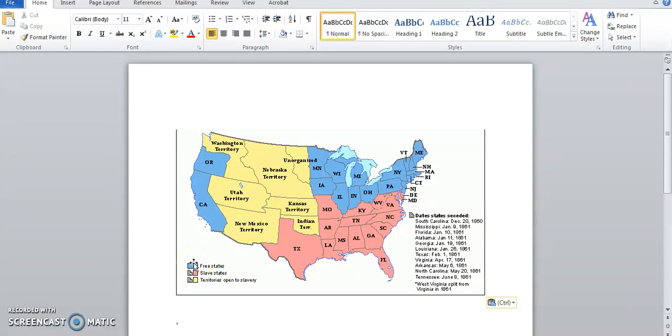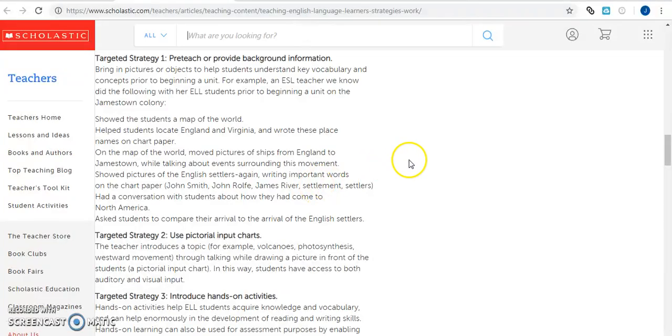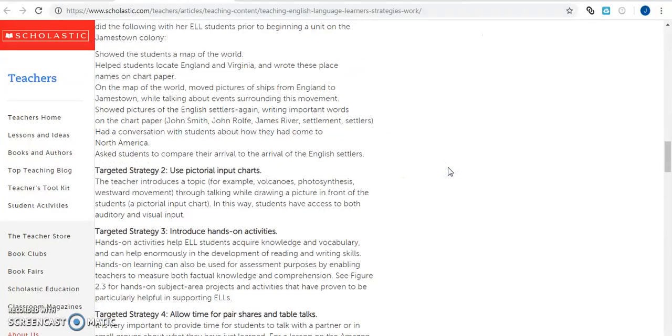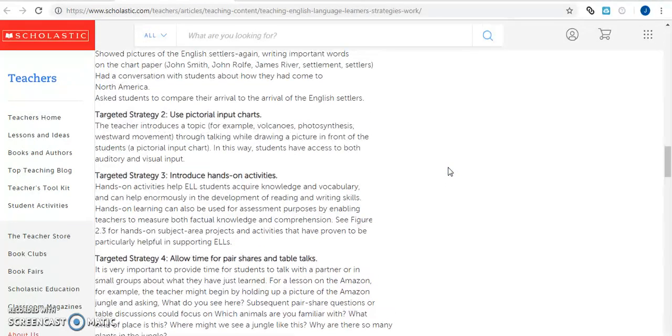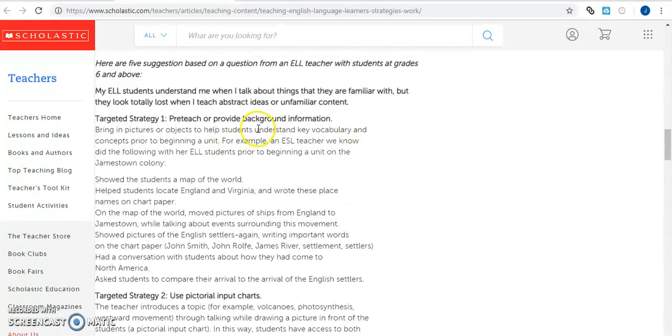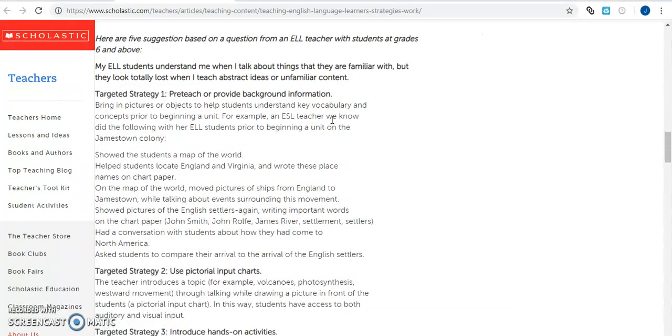So this is just one of the strategies that I use to help ESOL students. This website does have a lot of other good strategies as well, but for me as a history teacher, I really recommend using the background information, just because that's one thing that I need to do more of, just so students are 100% on board and understand what we're doing.